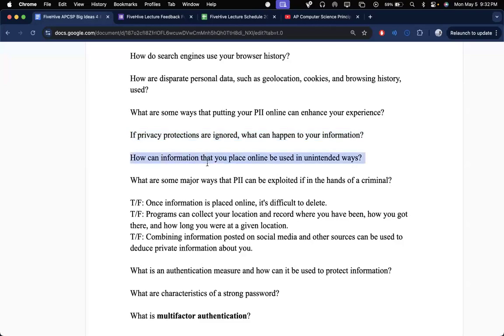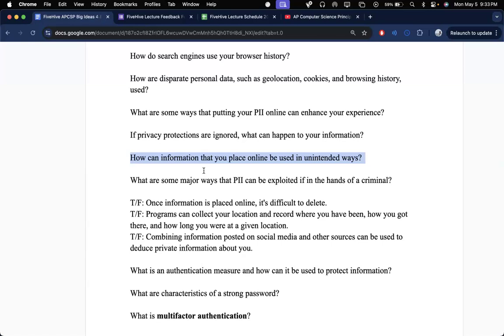So how can information you place online be used in unintended ways? Or maybe some examples. What do you guys think? Yeah, it can be leaked to people who haven't seen it, whether that is, for example, used in ads, that kind of thing that we're talking about. Maybe more specific examples. For example, an email may be forwarded to somebody that you didn't intend it to be forwarded to. Or tweets can be retweeted. Social media posts can be viewed by potential employers. All this kind of stuff we need to know.